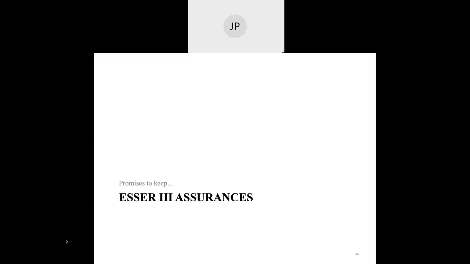I like this little language right here in the slide of promises to keep, because at the end of the day, that's what an assurance really is. An assurance is a promise to comply with certain conditions that come along with the disbursement of federal money, that because you are receiving this money, you are incurring obligations as a result of it.